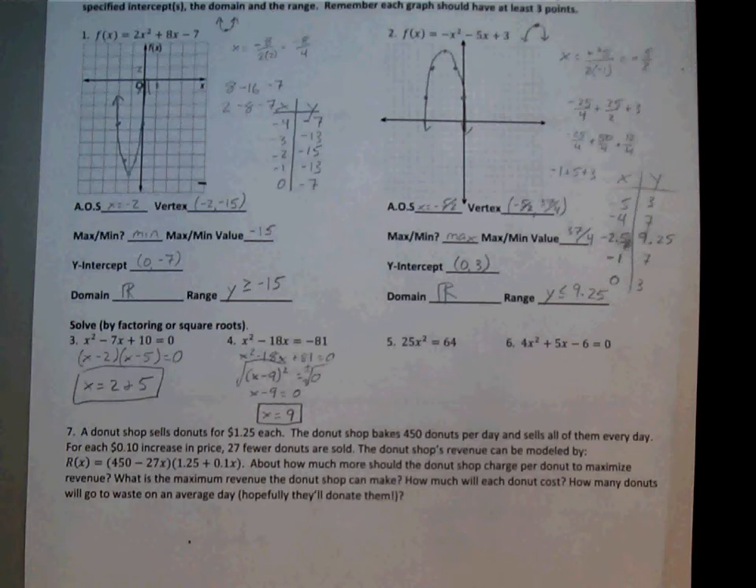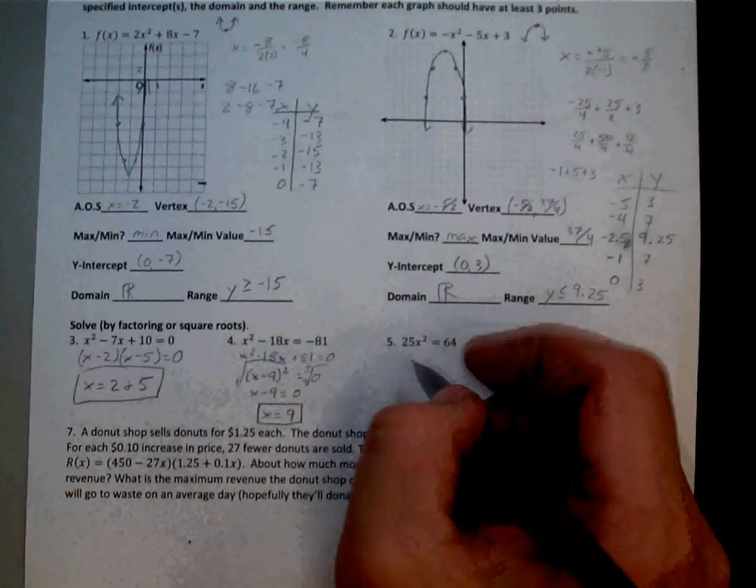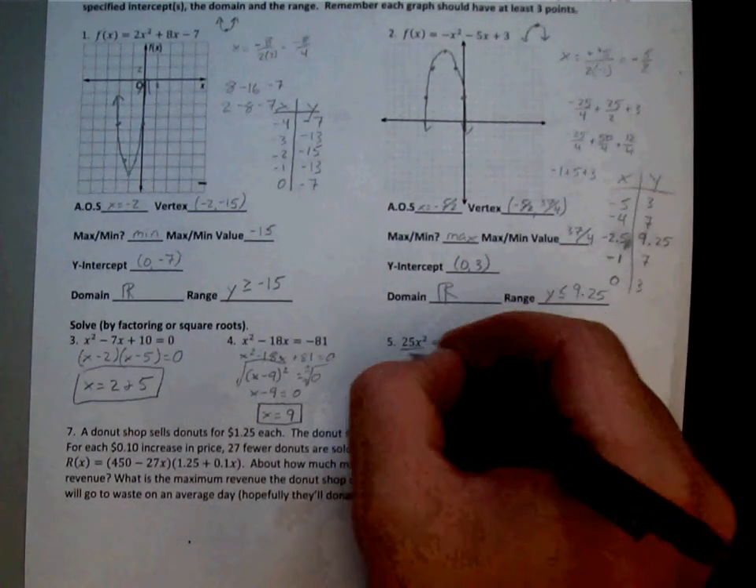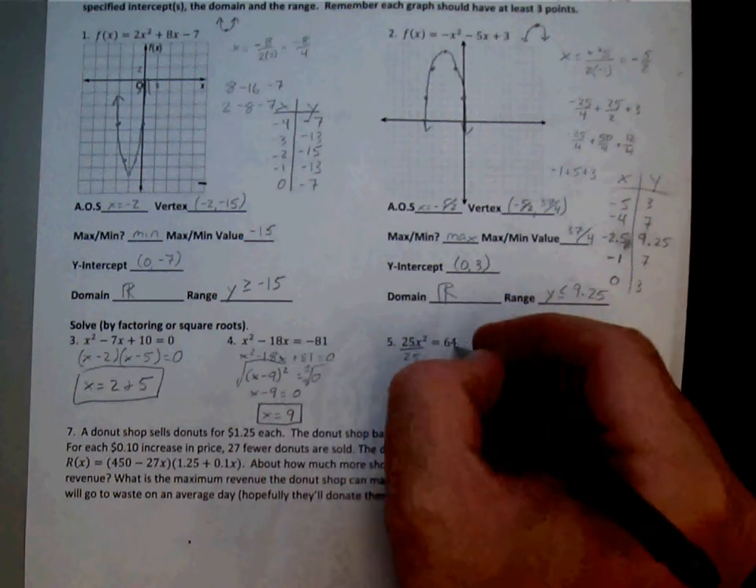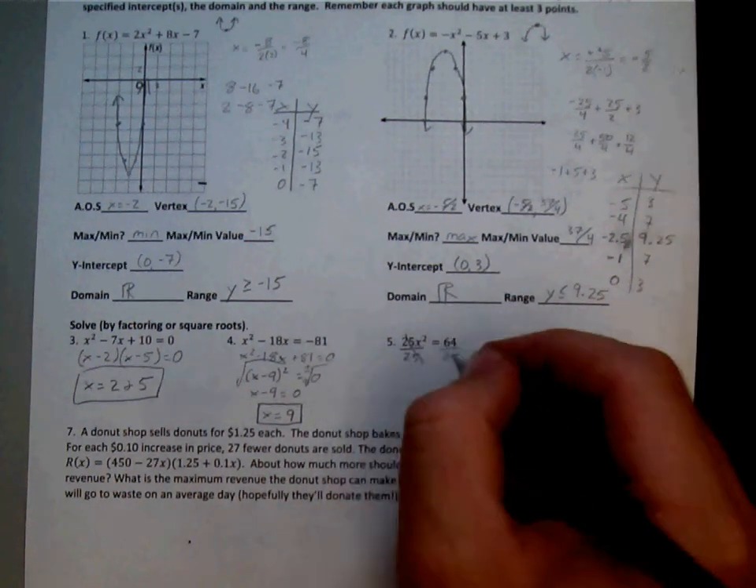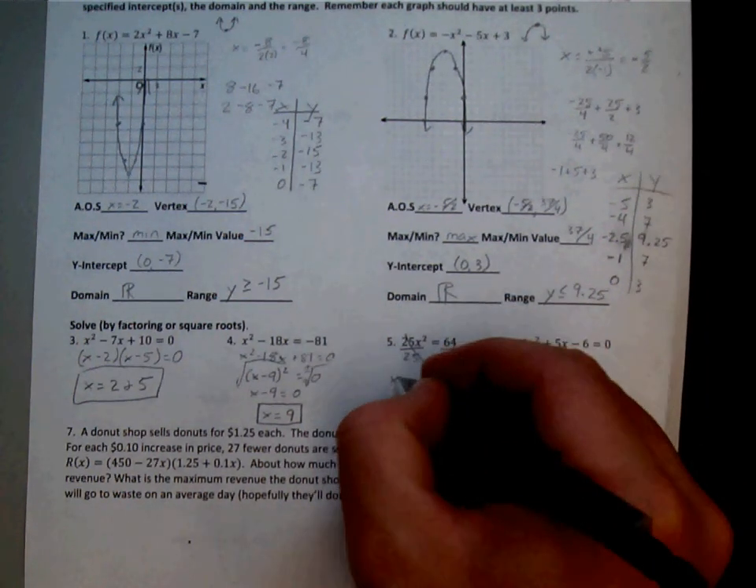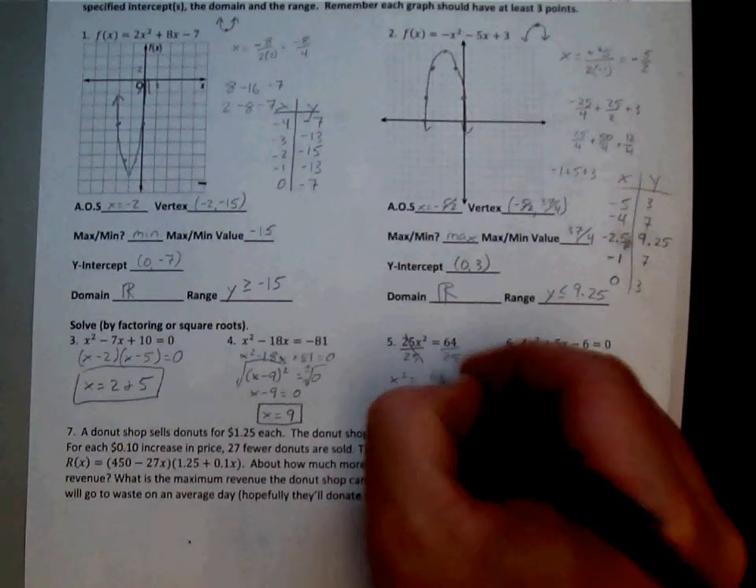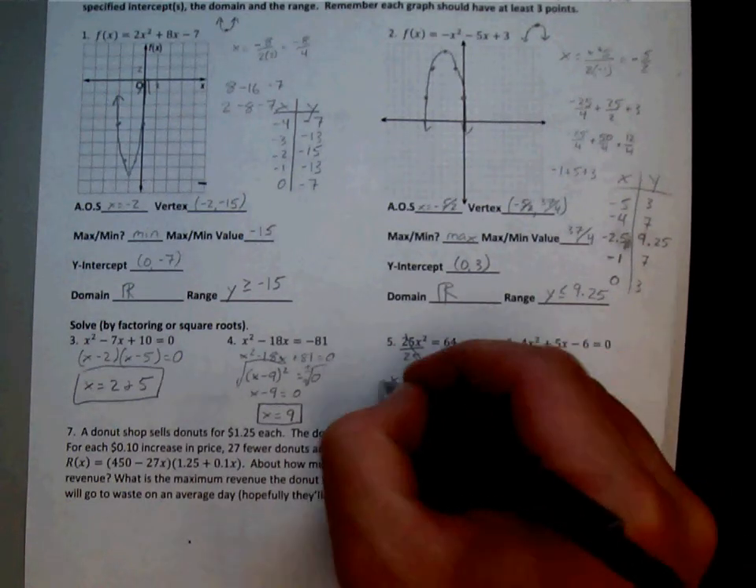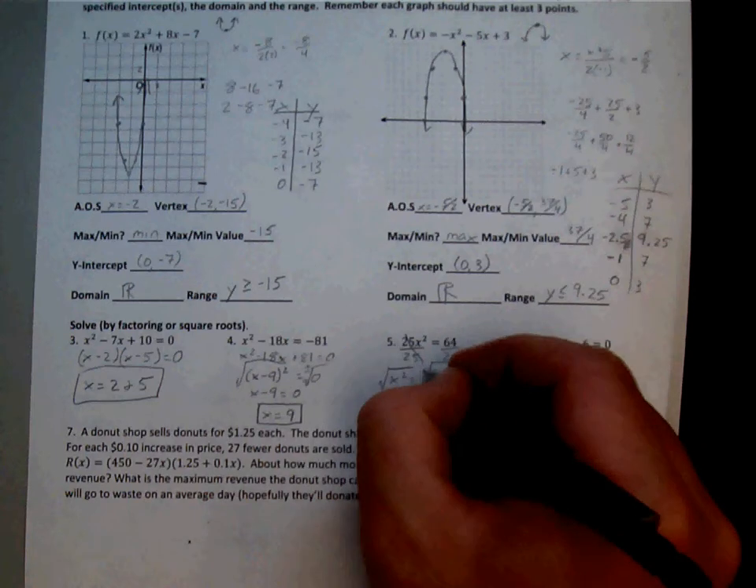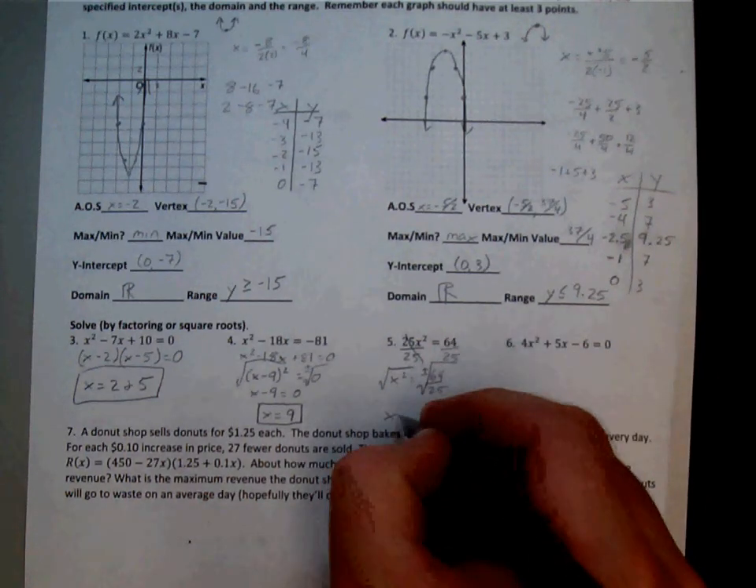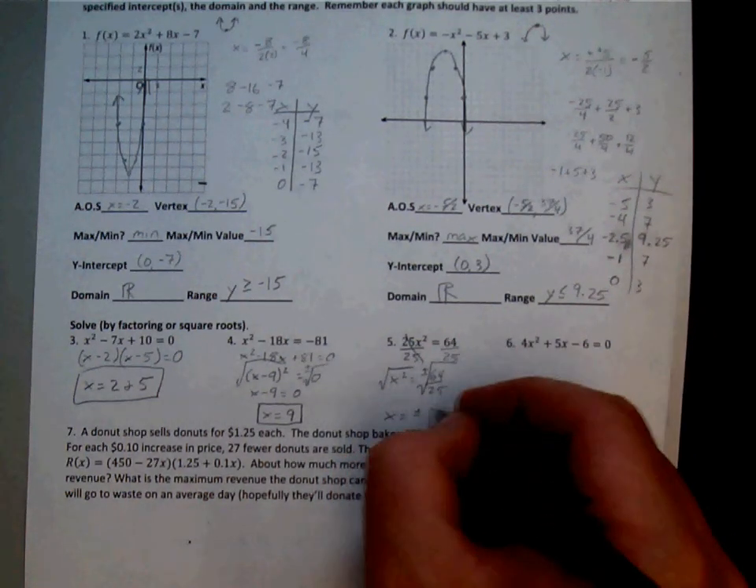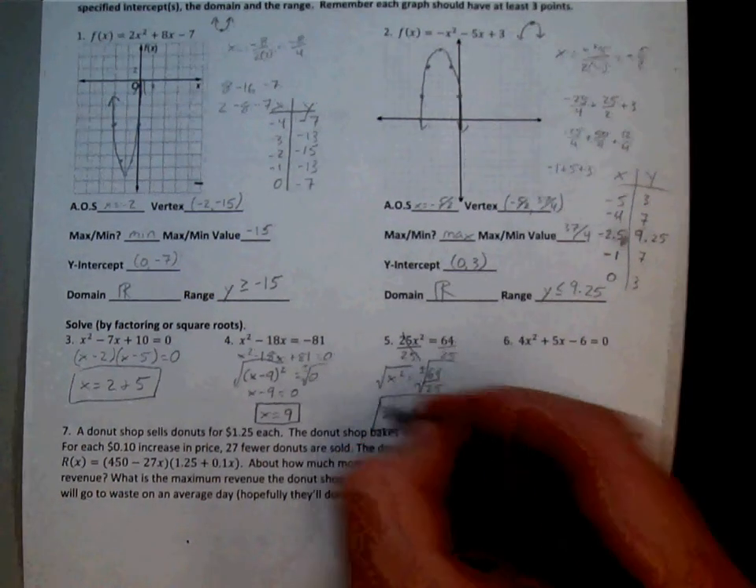Number 5, I'm not going to bother factoring this one. I'm going to probably divide by the 25, and then I can square root. So x squared is equal to 64 over 25. Square root plus minus, so x equals plus minus. Now the square root of 64 is 8, square root of 25 is 5, so plus or minus 8/5.